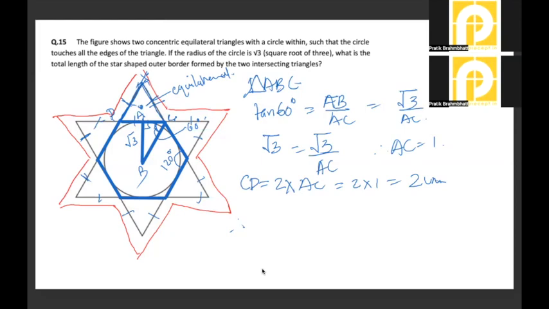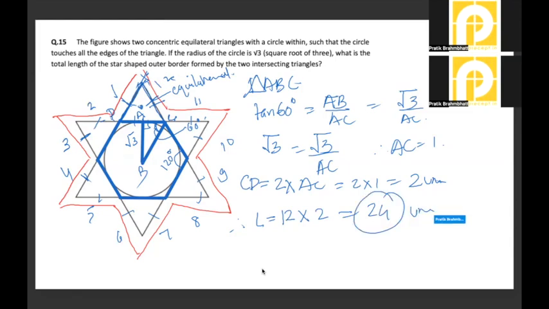So the required length that we have to find will be, now this boundary has 1, 2, 3, 4, 5, 6, 7, 8, 9, 10, 11 and 12. It has 12 edges. So 12 multiplied by one edge of 2 units is equal to 24 centimeters.